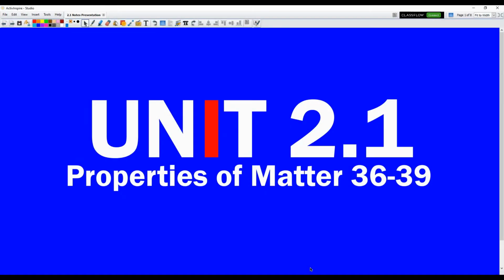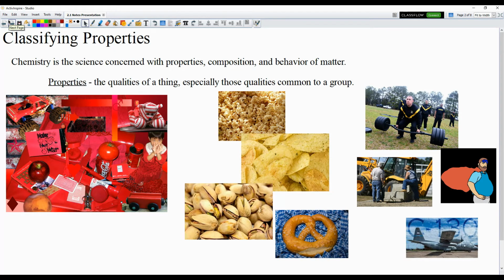Well, welcome back. This is Unit 2.1, and we're going to be talking about the properties of matter. In your textbook, this is page 36 through 39, so please make sure that you read that. All right, so starting off, classifying properties.